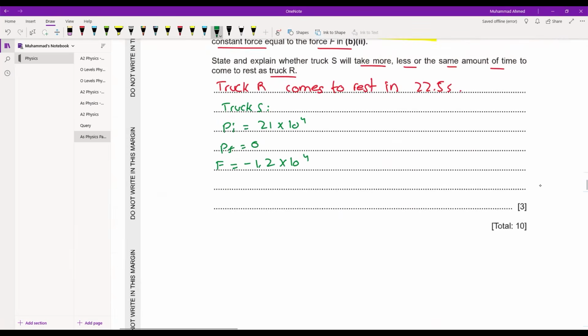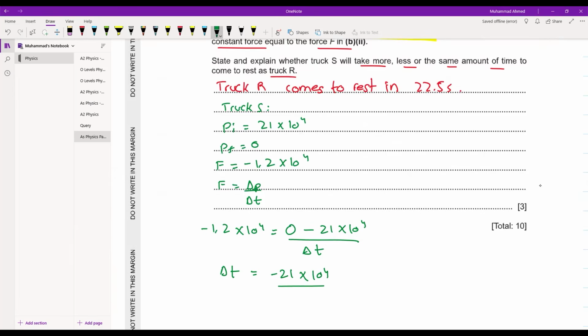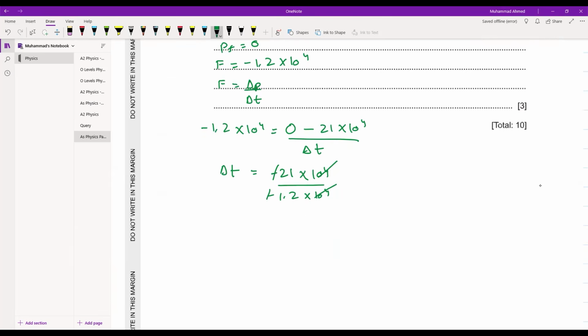You have to calculate the time. How will you do that? Force is equal to change in momentum over change in time. What is the force? Negative 1.2 into 10 raised to the power of 4. What is the final momentum? 0. What is the initial momentum? 21 into 10 raised to the power of 4, divided by change in time. Can you calculate the time? Minus 21 into 10 raised to the power of 4 divided by 1.2 into 10 raised to the power of 4. Let's calculate it. This cancels out. Negative will also get cancelled out. 21 divided by 1.2. The answer comes out to be 17.5 seconds.